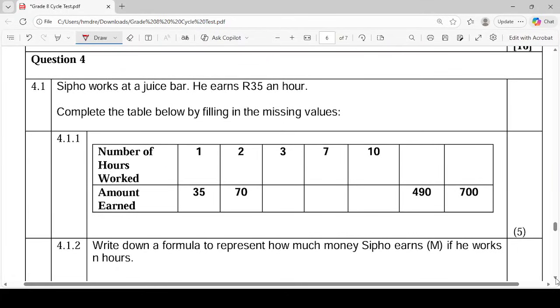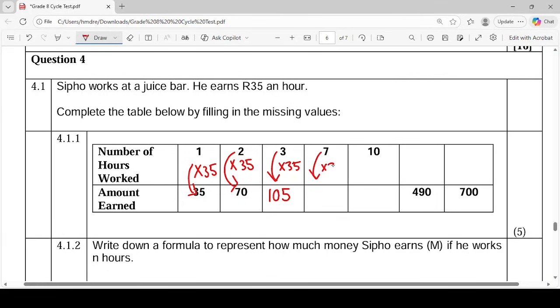Question 4. Sipo works at a juice bar. He earns 35 Rand an hour. Complete the table below. So we can see if he works 1 hour, he gets 35 Rand. If he works 2 hours, he gets 70. If he gets 3 hours, then he's going to get 105. So every time you're just going 1 times 35 gives me this. 2 times 35 gives me this. 3 times 35. And so it's the same thing here.